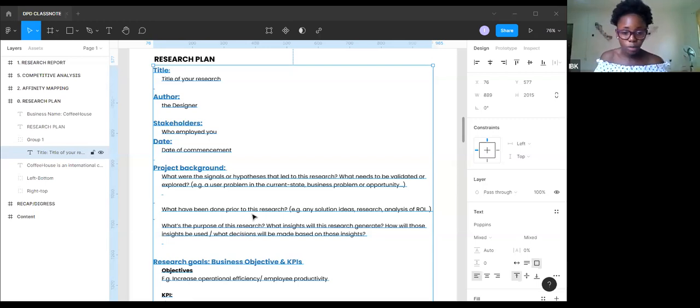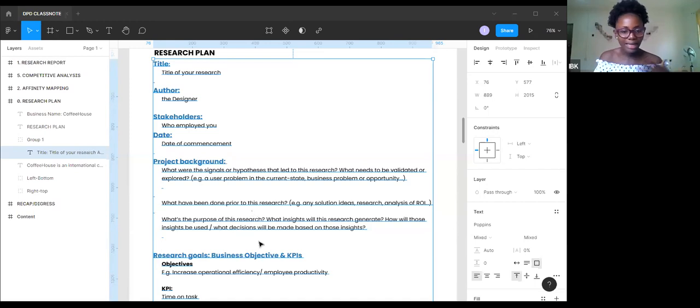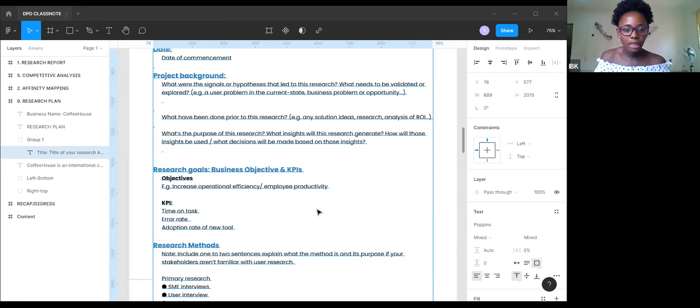Okay, so what has been done prior to this research? Example, any solution ideas, research, analysis of the return on investment. Also, what is the purpose of this research? What exactly are we trying to get from this research? It's not enough for you to know the problem of the user. It's also very important for you to know, okay, this research that I'm doing, what am I trying to get from it? What insights will this research generate? How will those insights be used? And what decisions were made based on those research? So that's about the project background.